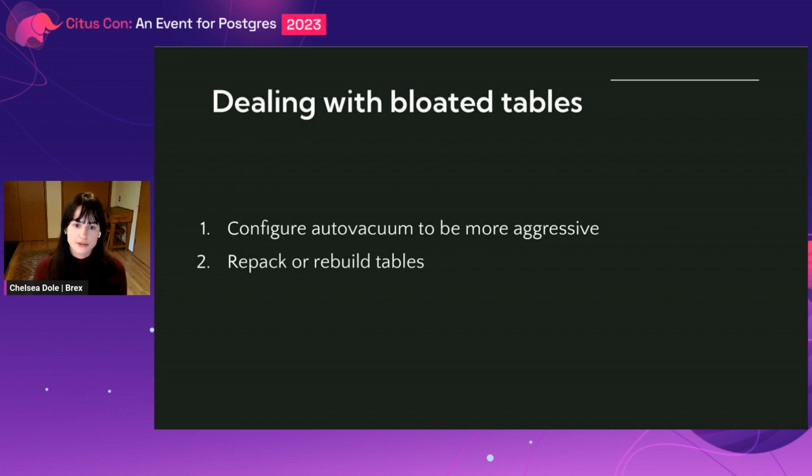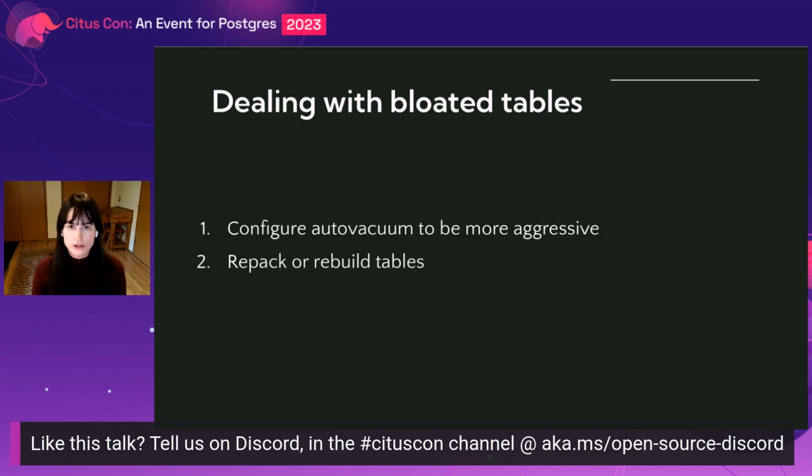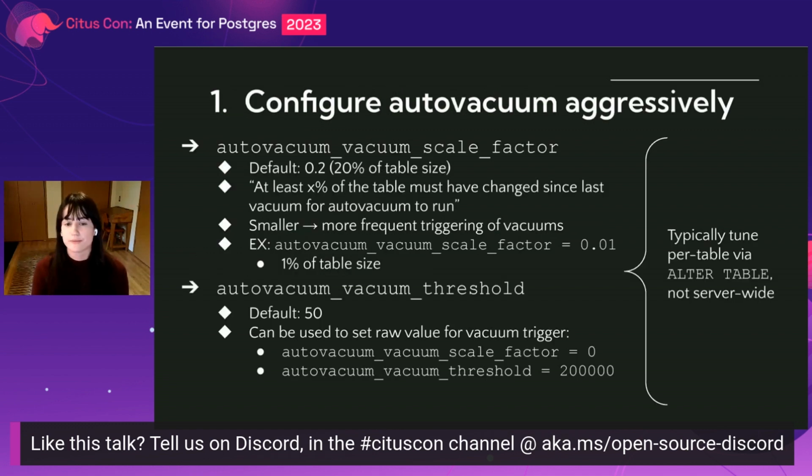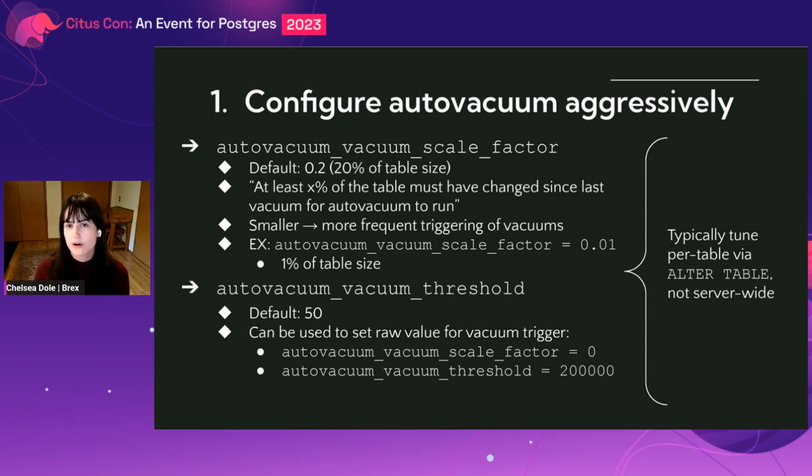When dealing with bloated tables, configuring autovacuum to be more aggressive, and then repacking and rebuilding are two approaches you can take to dealing with tables that are already bloated. First, you can configure autovacuum more aggressively. The first thing you'll want to tune is autovacuum_vacuum_scale_factor. By default, it is 0.2, which means 20% of table size. And this basically means that at least 20% of the table must have changed since last vacuum in order for vacuum to be triggered. This means that making it smaller means it'll trigger more frequently. If you were to change this to, say, 0.01, this would mean that only 1% of the table would need to be updated or deleted in order for it to trigger.